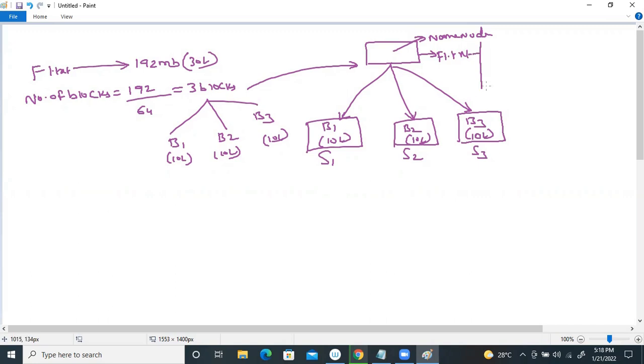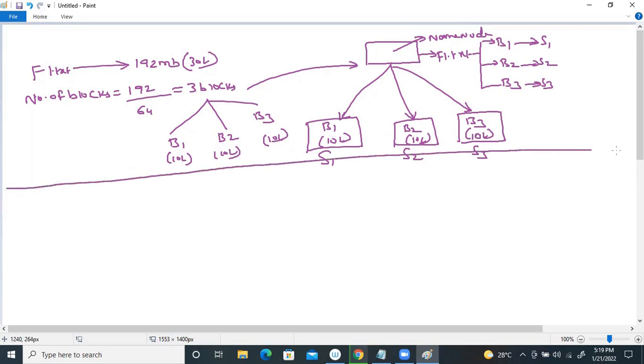F1.txt into how many blocks? B1, B2, and B3. B1 stored in S1, B2 in S2, B3 in S3, right? This is how the data storage works. Now, data processing.